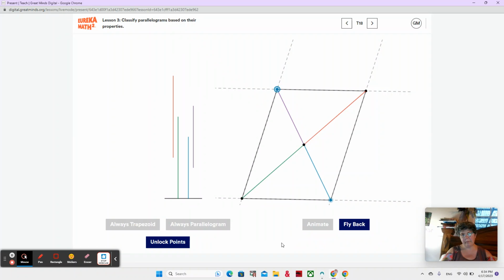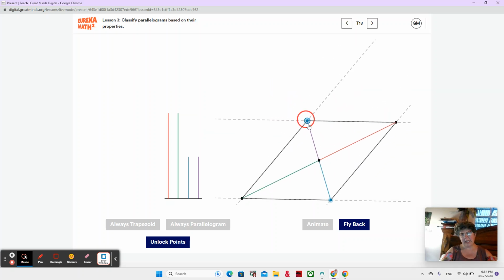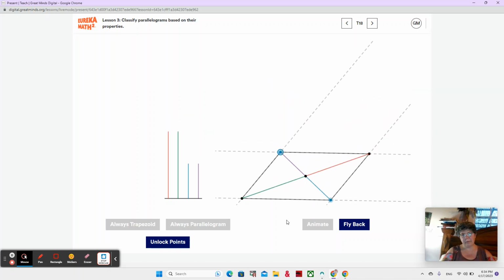I don't know what's going to happen when we animate it. It's just going to show us the two halves, purple and blue, and the two halves, green and orange. Let's try another one different and fly it back. Then we'll animate it, and it'll show us that the midpoints are the same.